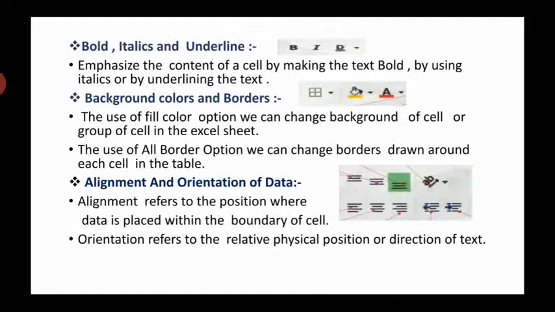Now next, background color and border color. Here is the figure of the background color and border color options. By using this we can set the cell background color and border. With the fill color option, we can change the background of a cell or group of cells in the table. With the all borders option, we can change the border drawn around each cell in the table.